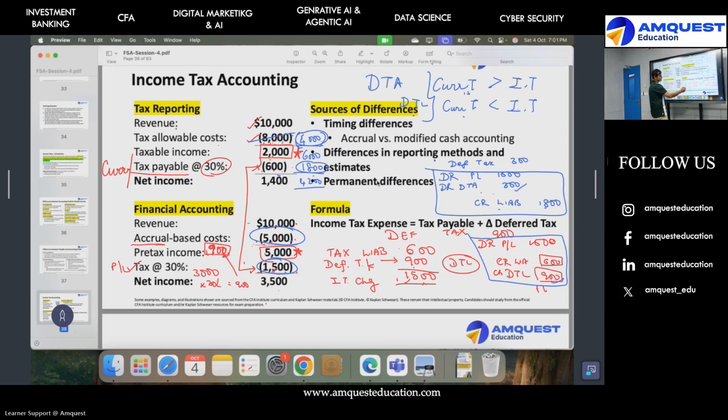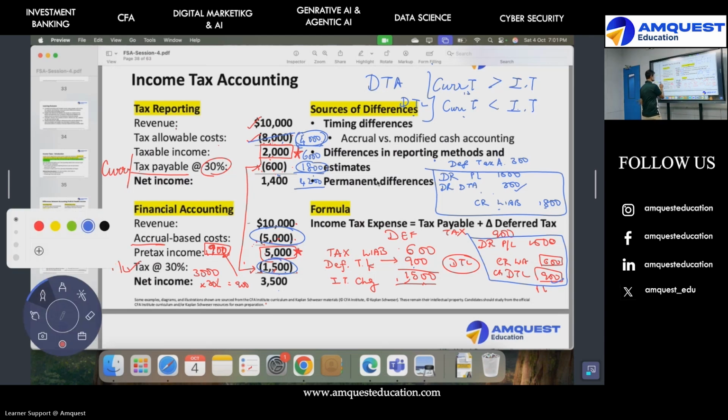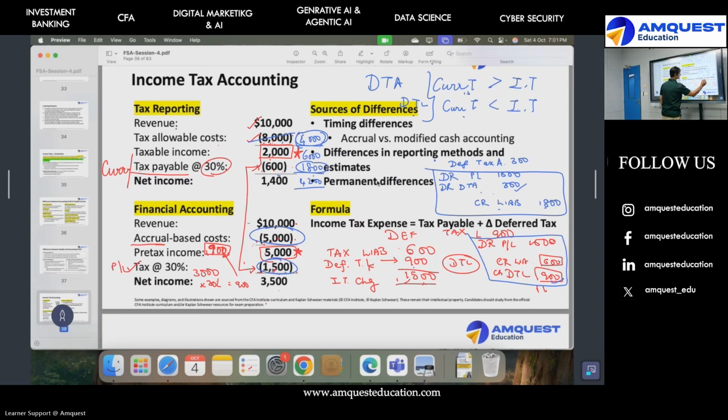The red is the deferred tax liability and the blue is the deferred tax asset. Clear? So make a quick note. You have the sum with you. Just make a quick note of the differences. And then I will show you the formula. So just make a note of this. I'll write down a few more things as we make notes. This is the most important summary form.